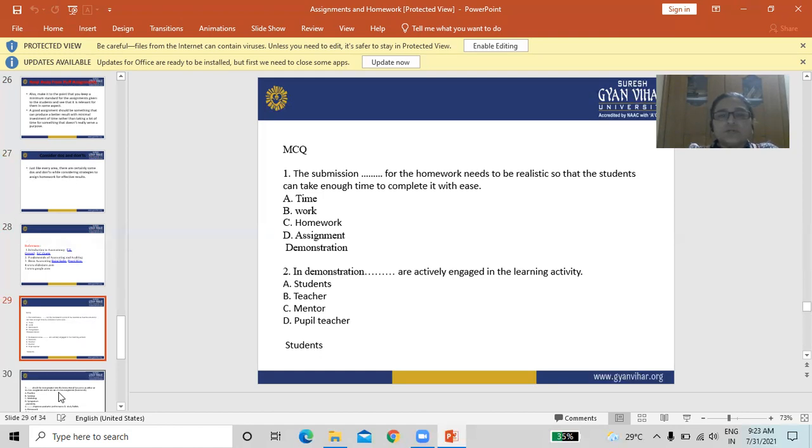In demonstration, blank are actively engaged in the learning activity. Option A, student. Option B, teacher. Option C, monitor. And option D, pupil teacher. Choose the appropriate answer.